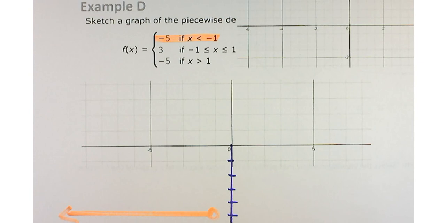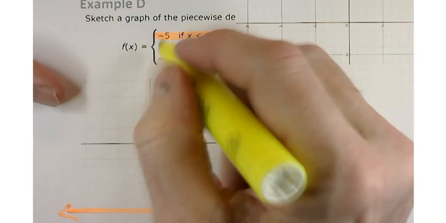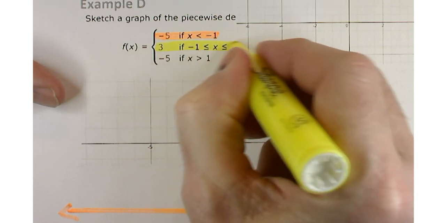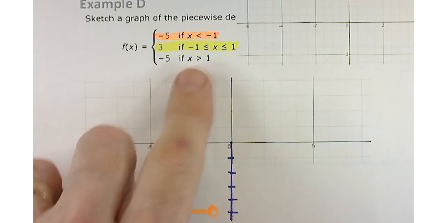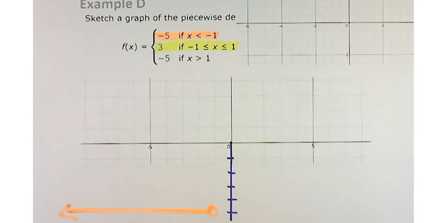Then what happens here? Well, then we've got another part of the graph. What happens between -1 and 1 with the graph? Where should I draw that?